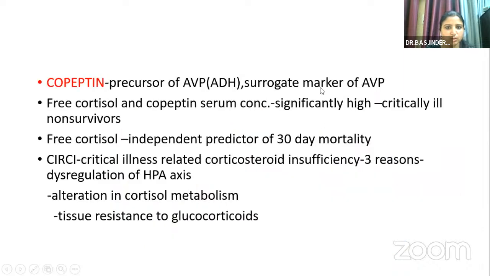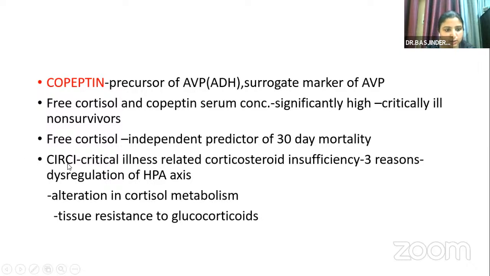So what are the biomarkers now for this neuroendocrine immune system? One is copeptin. It is the precursor of ADH or AVP, a surrogate marker. Free cortisol and copeptin serum concentrations are significantly high in critically ill patients who were non-survivors, as studies have shown. Free cortisol can be an independent predictor of 30-day mortality, but still this statement does not hold true because you have to see other parameters also.